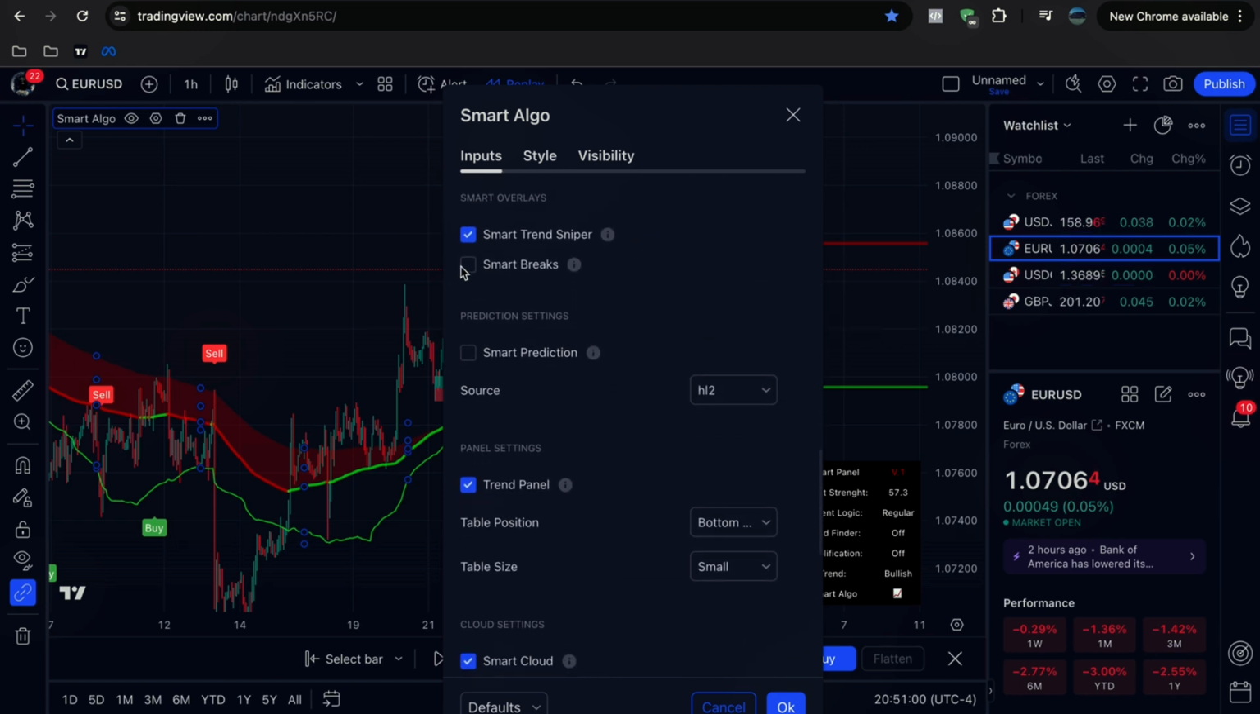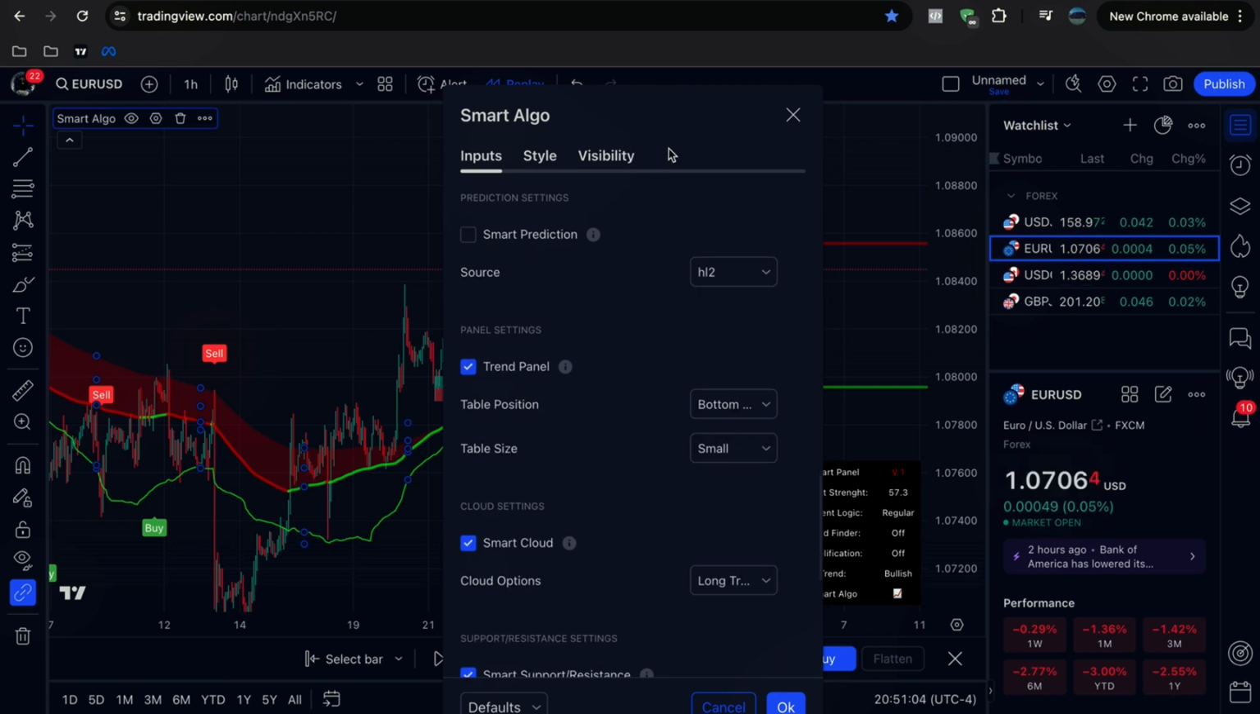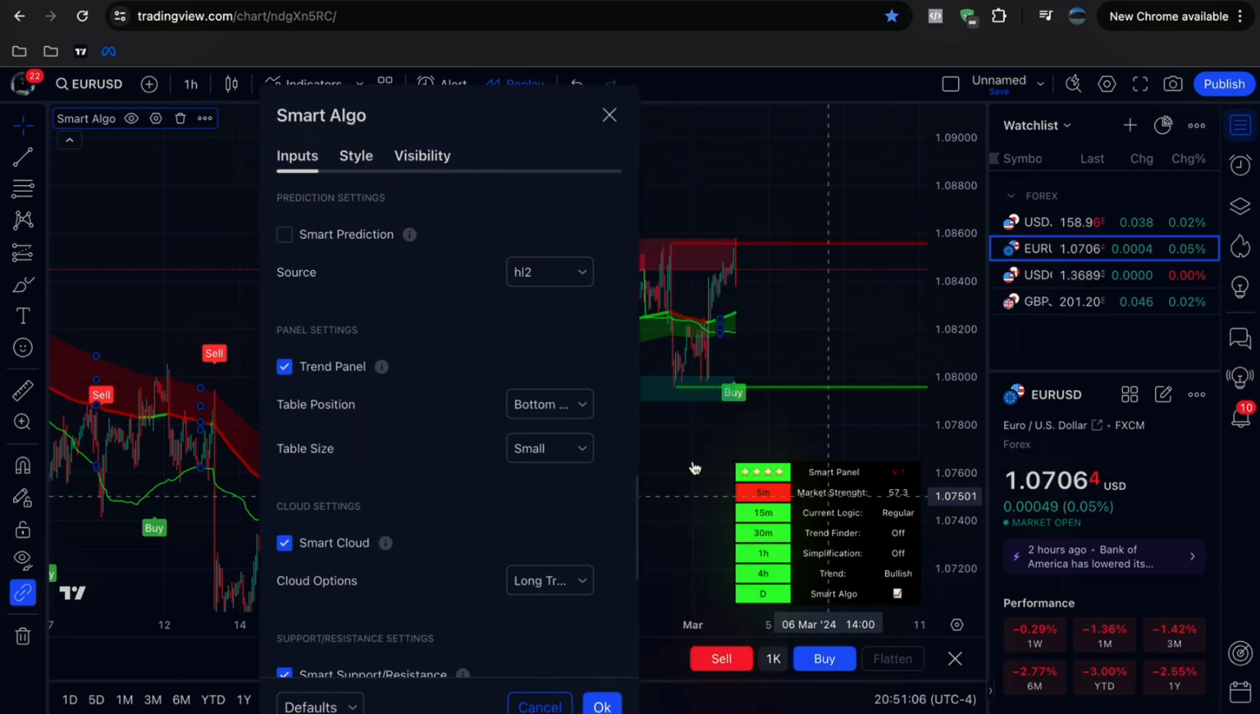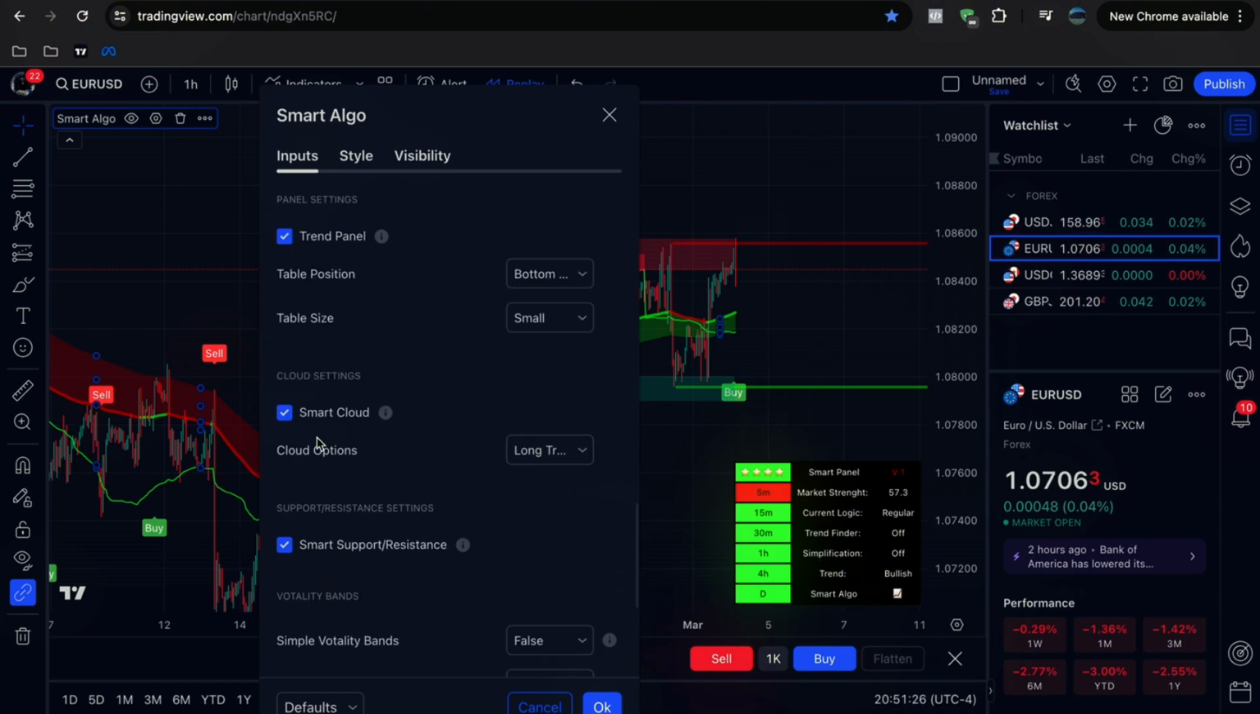We're going to make sure our trend sniper is turned on, so is the trend panel. This is the trend panel right over here. I personally like to keep it on the bottom right, just so it doesn't get in the way of the price movement. And this is super important: we have to make sure that the smart cloud is turned on with the cloud option set to long trend. If you're trading the lower time frame, you're going to be going for extremely fast or fast trend. That option is made just to be more accurate when the price is moving quicker.